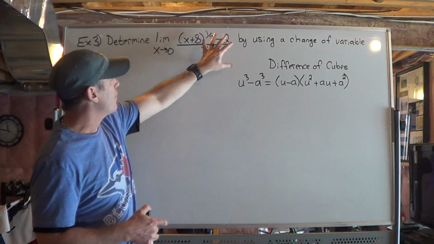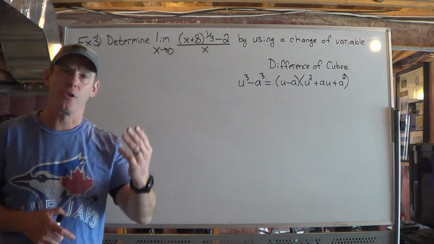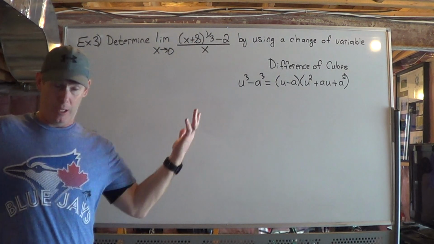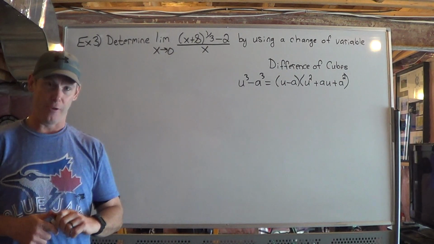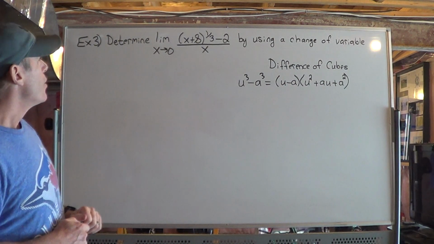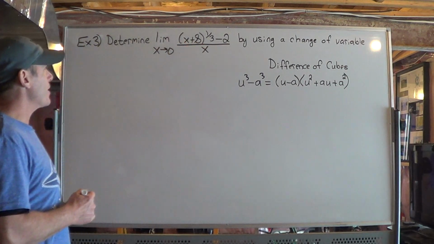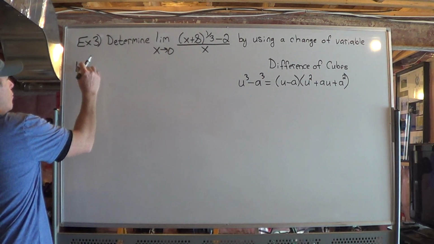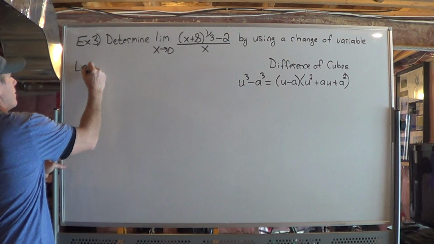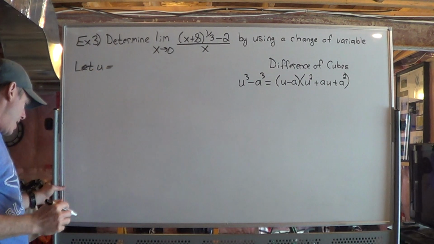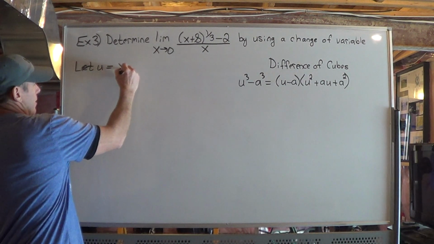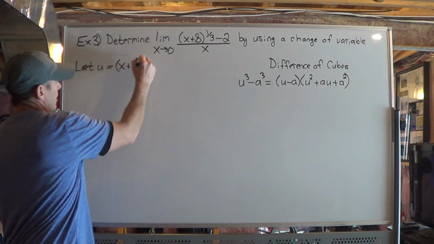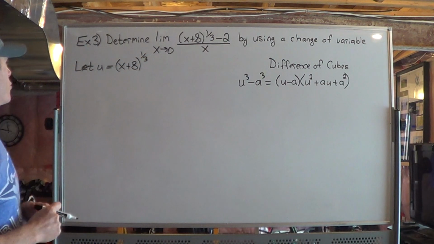And I would want to try to factor out that x, as we have before. But the problem is here I have this (x + 8) to the 1/3. So it's almost impossible without using a change of variable to factor it out. So what I'm going to do is make a substitution, where I'm going to let u, I use the letter u here, equal (x + 8) to the 1/3. So making a substitution there.